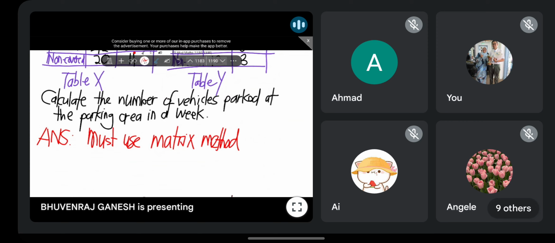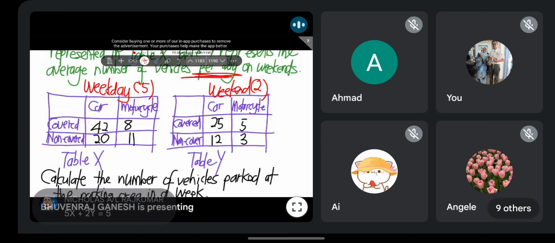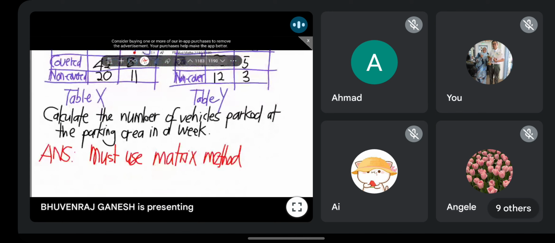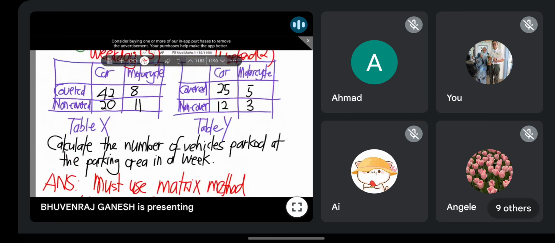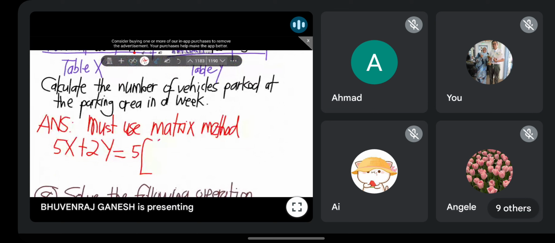So anyone? You have 5 weekdays? Okay, very good. Nicholas, correct. 5x plus 2y. Actually, stop there, enough already. Just 5x plus 2y only. The information of x and y, you can get from the table. Based on the table over here, you just fill in. Follow the table: 42, 20, 8, just copy only.